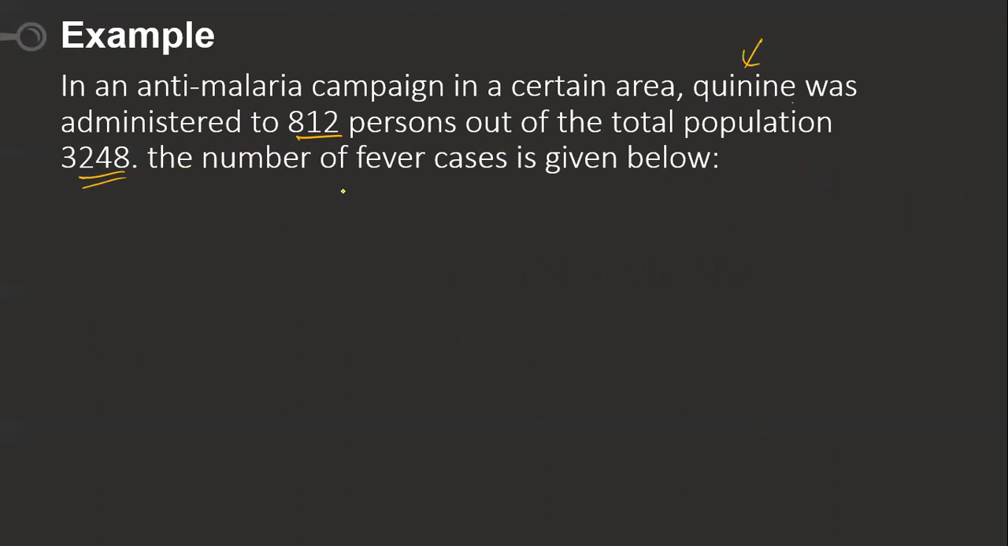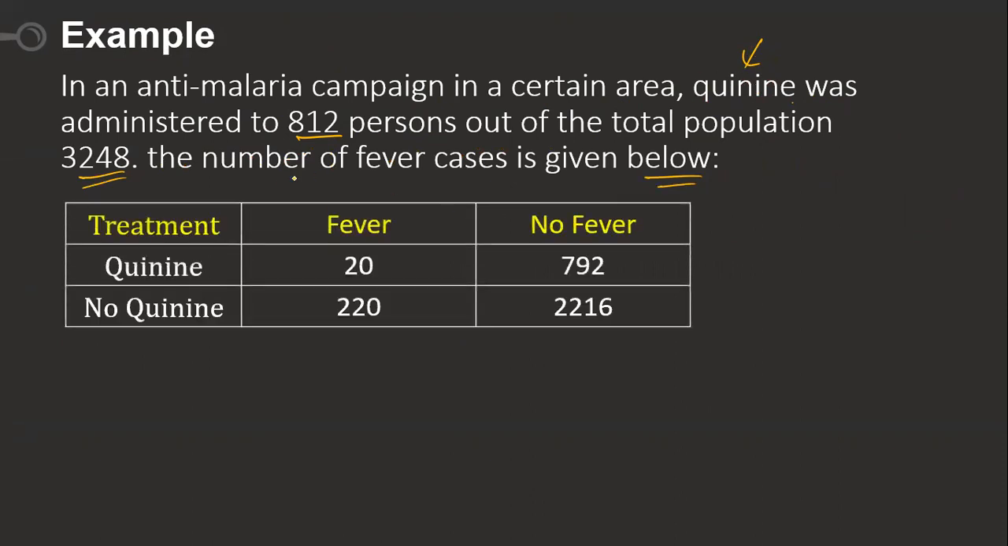Okay. So now the number of fever cases is given below. After taking this or without taking this, the people who are having some fever are tabulated here. Now this is the treatment: the drug is given, the drug is not given. Fever, number of people is 20. Here, number of people having fever is 220 without this medicine. Now no fever is 792, 2216.